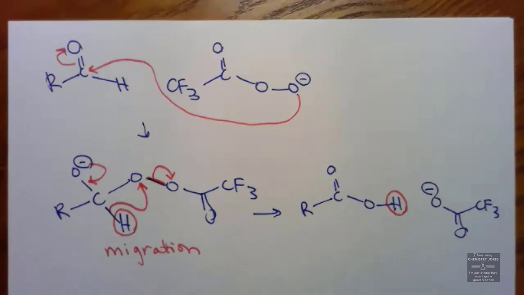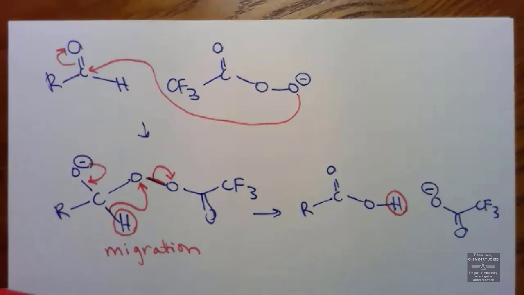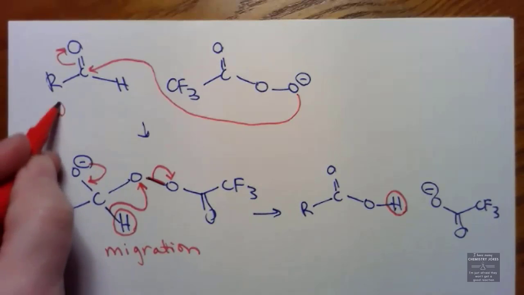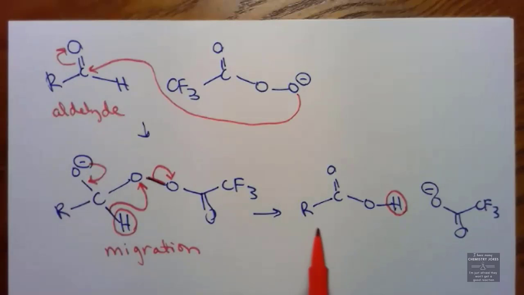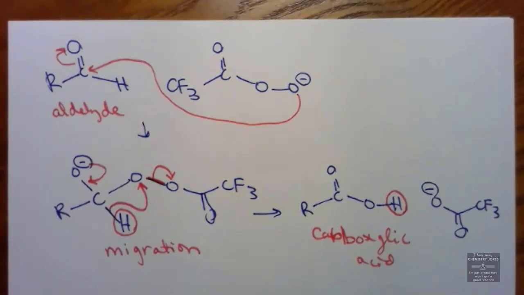Hydrogen is not the only thing that can migrate in this way. In the Baeyer-Villiger oxidation, if you oxidize an aldehyde, it's always the hydrogen that migrates. So if you oxidize an aldehyde, you always end up with a carboxylic acid. Always. But if you start with a ketone and you have two R groups, you need to know what kind of R group is on either side because some R groups migrate faster than others. Let me show you what I mean.